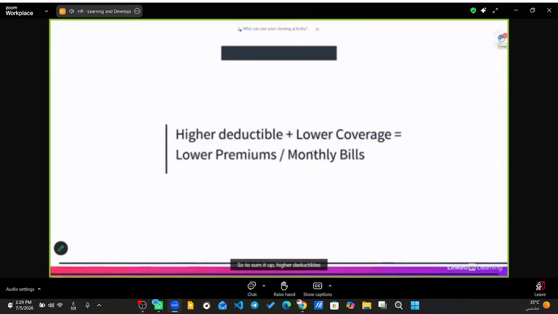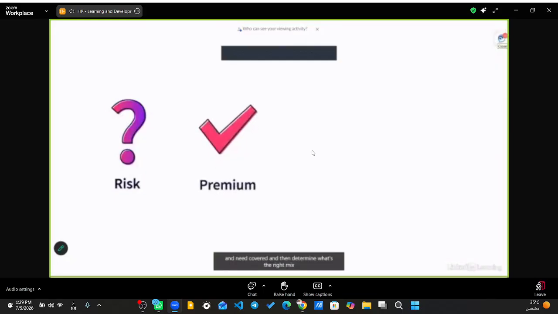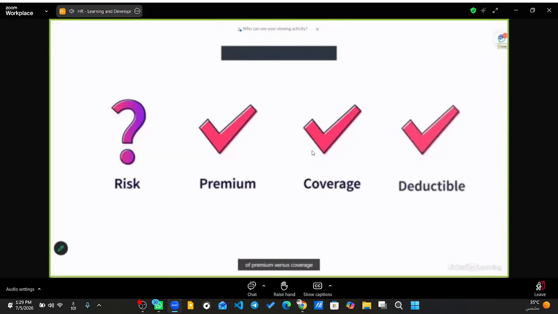So to sum it up, higher deductibles and lower covered amounts lead to lower premiums or monthly bills for your insurance. But you shouldn't just look to minimize your premium. Decide how much risk you want and need covered, and then determine what's the right mix of premium versus coverage and deductible for your personal circumstances.